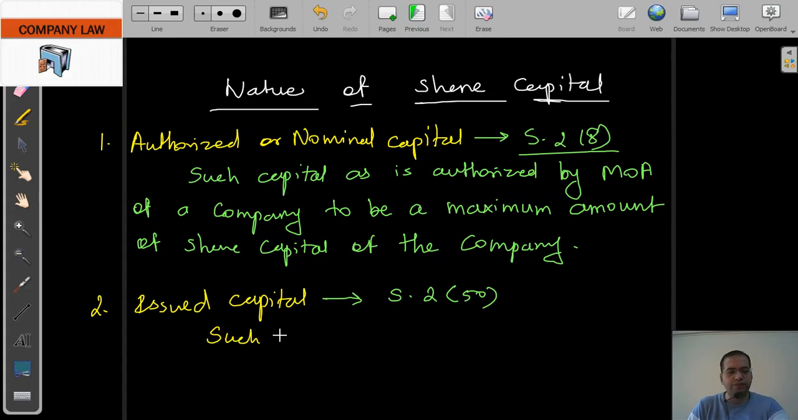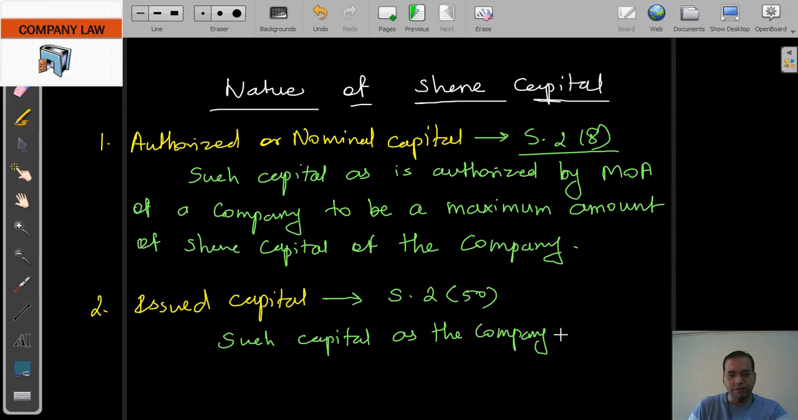So if I want to mention what is issued capital, such capital as the company issues from time to time.